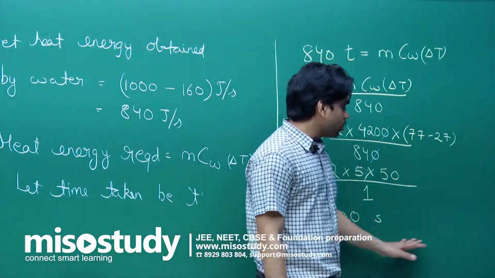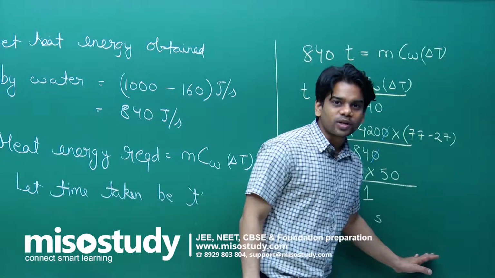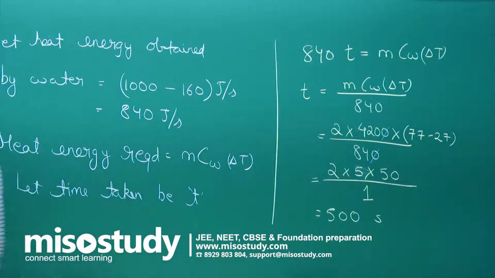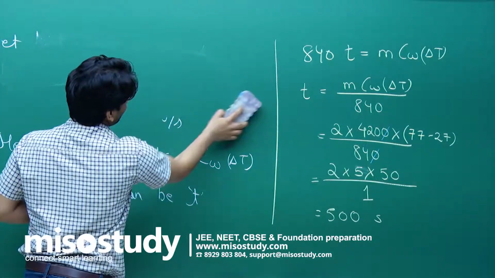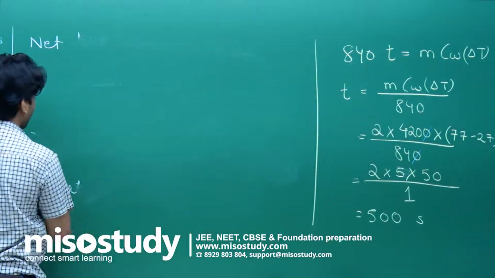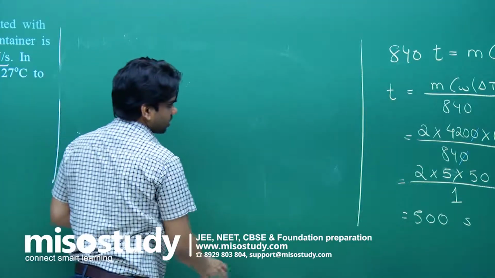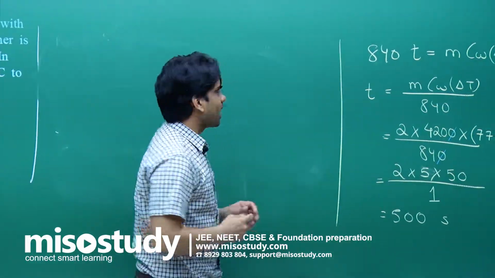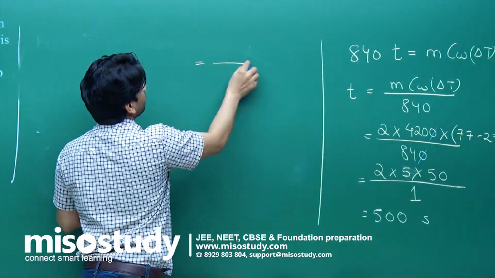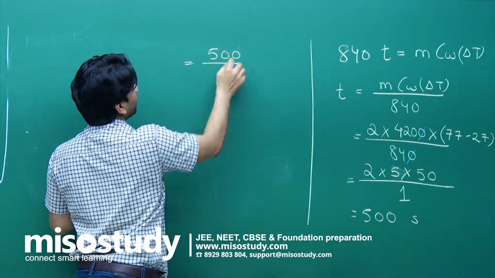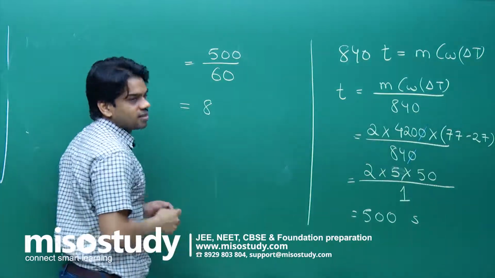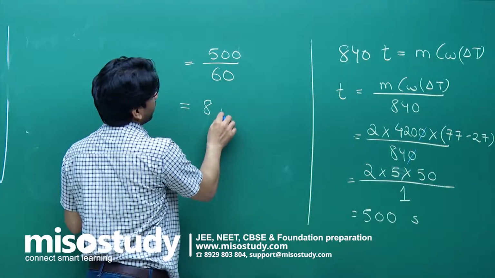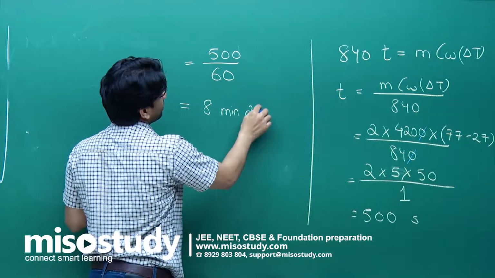So what you do, take note till here. Let me start at the other end. Take note till here. So I believe that you have understood how we have obtained this 500 seconds. Now clearly we all know that the answer is given in minutes and seconds. So 500 seconds will come out to be 500 divided by 60. This will come out to be 8 minutes and 20 seconds.